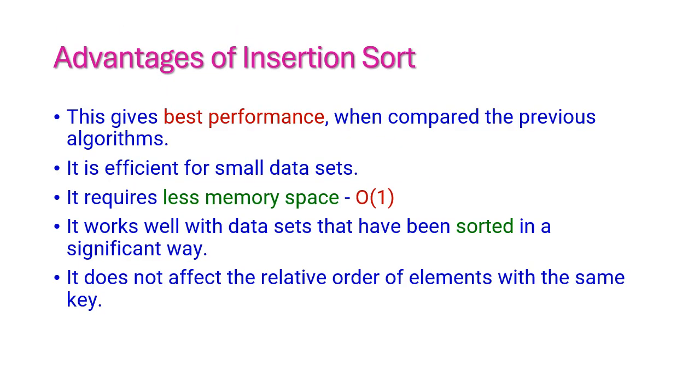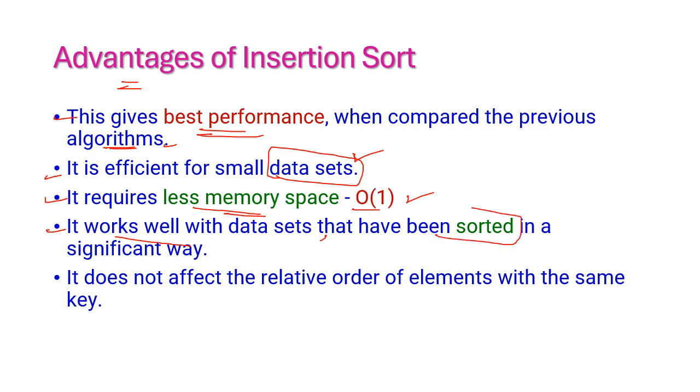And now let us see the advantages of insertion sort. The insertion sort gives better performance when compared to the previous sorting algorithms like bubble sort and selection sort. It is efficient for smaller data sets. Very easily it can sort smaller sets of unsorted items, and it requires very little memory, that is order of 1. It works well with data sets which are already sorted. If the data set is already sorted, then it will produce the best result, and it does not affect the relative order of elements which have the same keys. Suppose similar numbers occur, the sorting will not be affected. So these are the advantages of insertion sort.